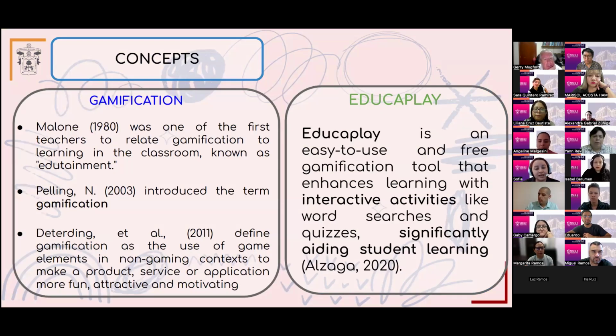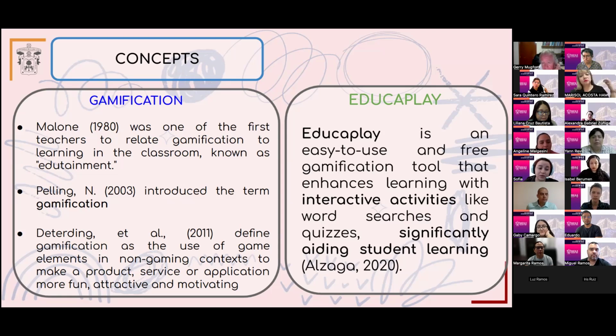Now, let's take a look at the concept part. The first one is gamification. Malone, in 1980, was one of the first teachers to relate gamification to classroom learning. He demonstrated that combining games with education creates engaging and more enjoyable learning experiences. He also called it edutainment.